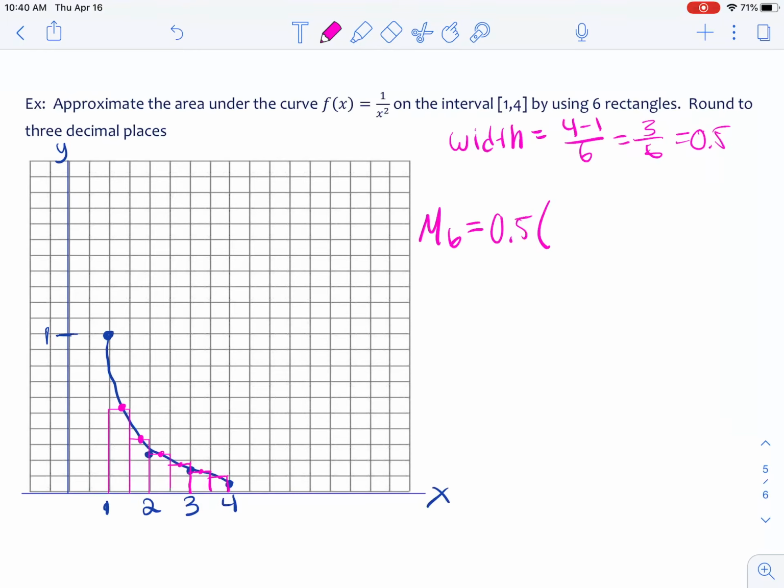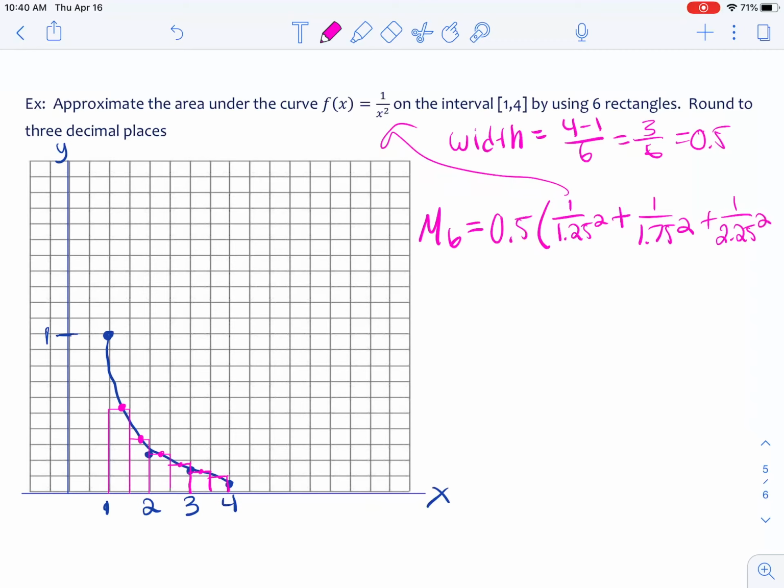Times, now here is an example where we should all get the same answer because we have a function. We're not just going to look at the graph and approximate what our height is. We're actually going to figure out what the exact heights are for each of these. So the very first point that I put was at 1.25, my x value. So the height's going to be at 1 over 1.25 squared. Then the next point that we put is at 1.75 is our x value. So 1 over 1.75 squared. Where am I plugging this in? To that equation right there, 1 over x squared.